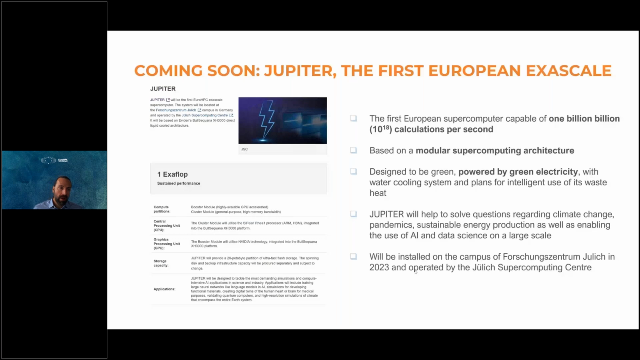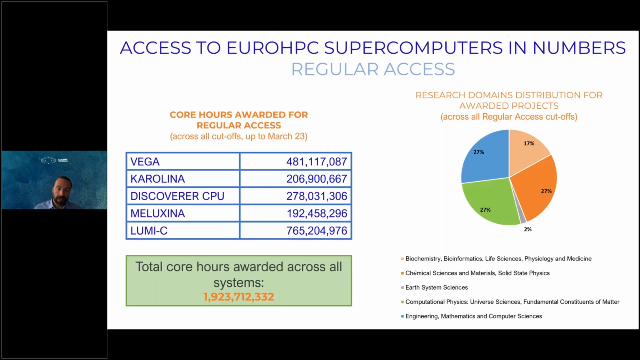A few numbers, figures on the available resources. So as you're well aware, the purpose of all these investments in European HPC infrastructure is to ultimately provide the user communities with resources to carry out research and innovation. And we have a number of mechanisms in place how the European user communities can access these systems free of charge for open research and development, both academic and industrial users, the public sector, and in particular, small and medium-sized enterprises.